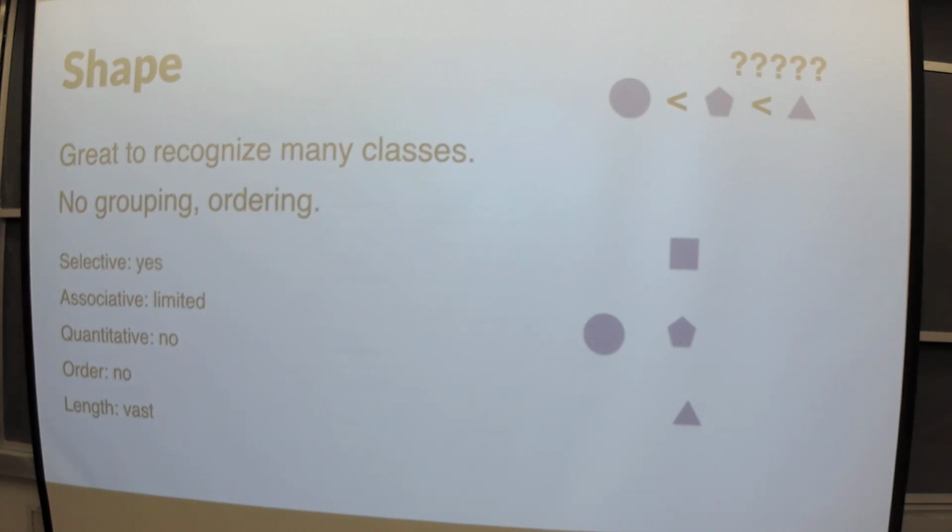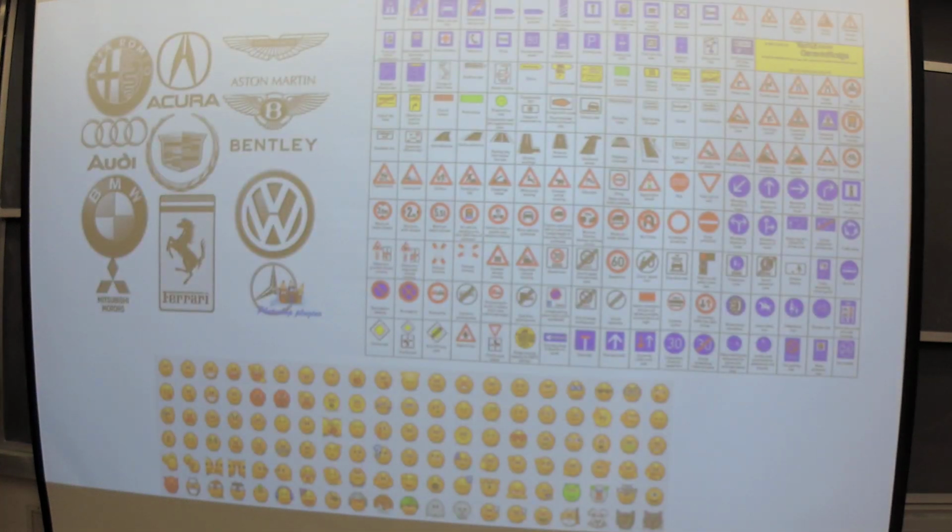Shape is great to recognize many classes. It doesn't support grouping or ordering. So it is selective, we have limited associativeness, it's not quantitative, it's not ordered. The length is vast. I'm showing you a picture here of different shapes, and it's easy for you to recognize each of them; they're completely separable for you.